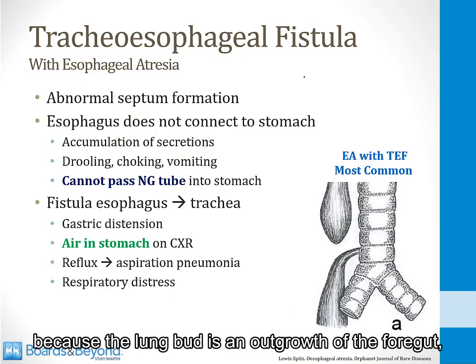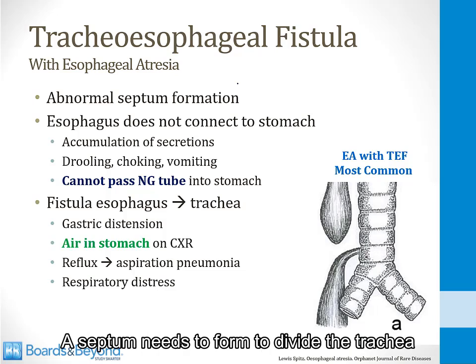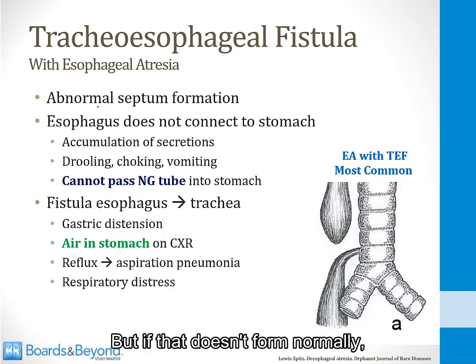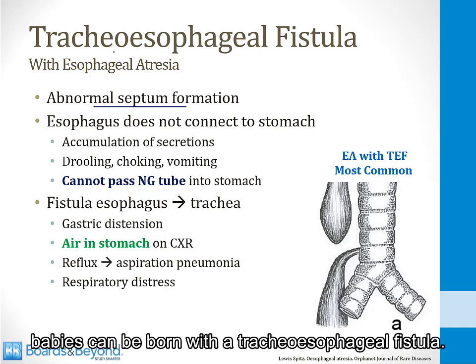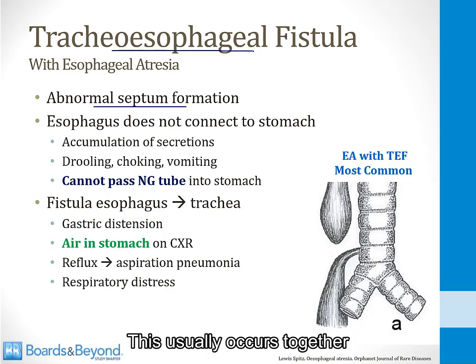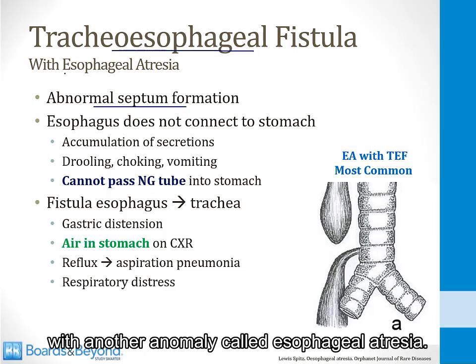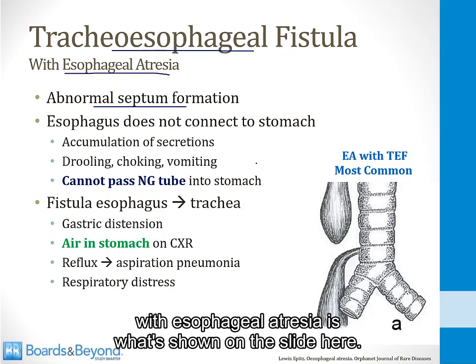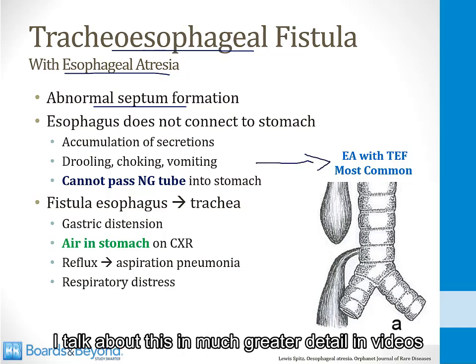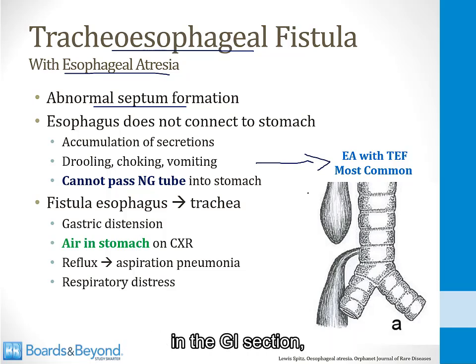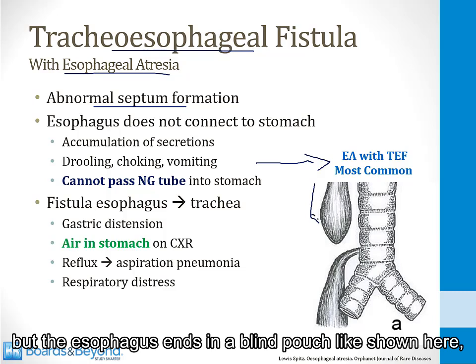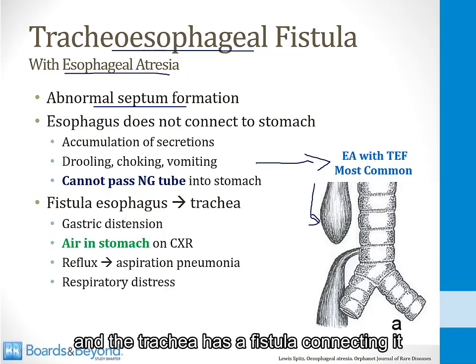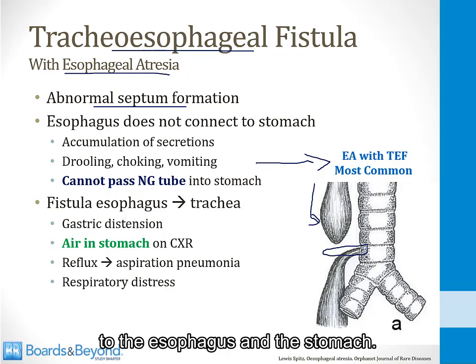Because the lung bud is an outgrowth of the foregut, which is the future esophagus, a septum needs to form to divide the trachea from the esophagus. But if that doesn't form normally, babies can be born with a tracheoesophageal fistula. This usually occurs together with another anomaly called esophageal atresia. The most common form of tracheoesophageal fistula with esophageal atresia is what's shown on the slide here. I talk about this in much greater detail in videos in the GI section, but the esophagus ends in a blind pouch like shown here, and the trachea has a fistula connecting it to the esophagus and the stomach.